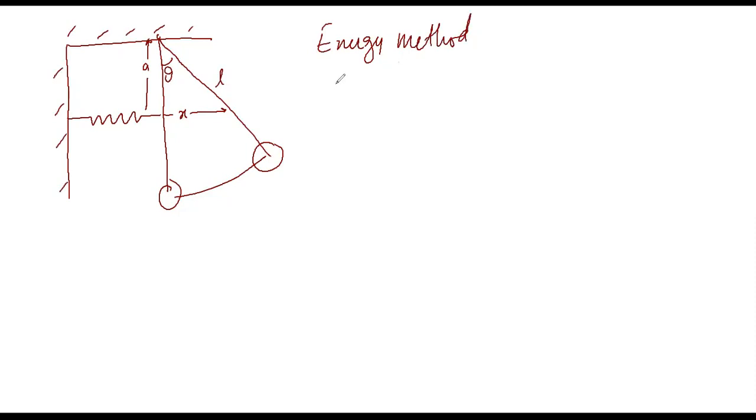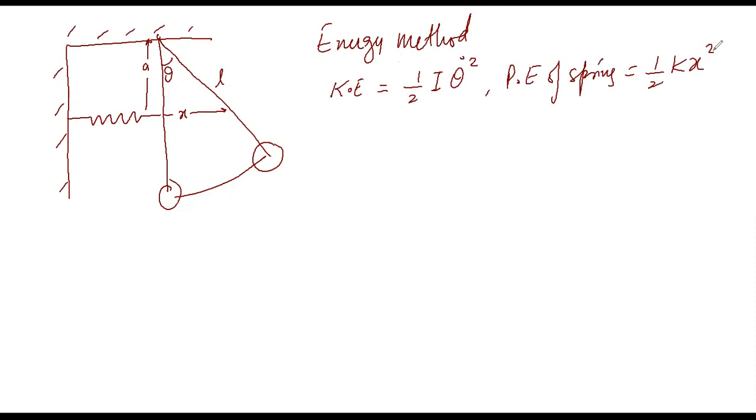Energy method. So the kinetic energy of the mass is to be written as half I theta dot square. Similarly, the potential energy of the spring is to be written as half kx square, right? Then this is your x. It can be written as half k, and x means a theta, so half k (a theta) square, right?